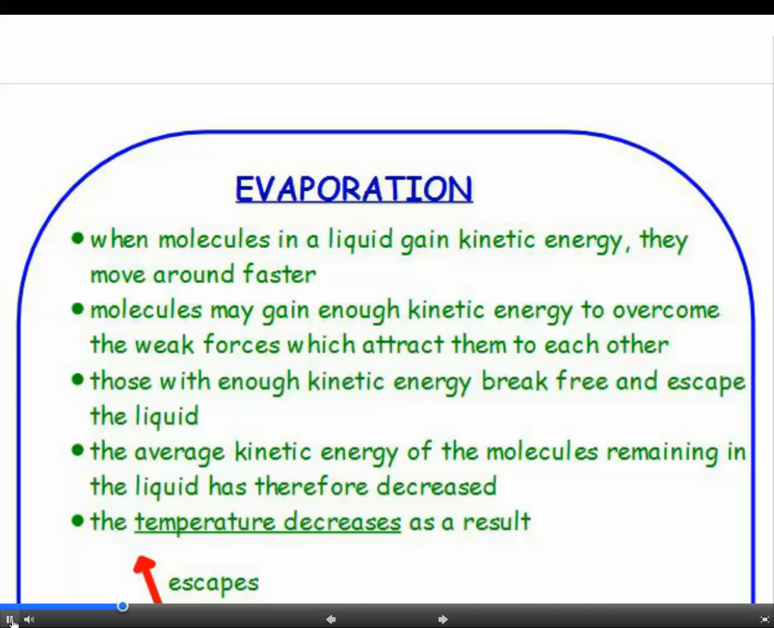Evaporation. Now, when molecules in a liquid gain kinetic energy, they move around faster. The molecules may gain enough kinetic energy to overcome the weak forces which attract them to each other. And those with enough kinetic energy break free and escape the liquid. So the average kinetic energy of the molecules remaining in the liquid has therefore decreased. So the temperature decreases as a result.